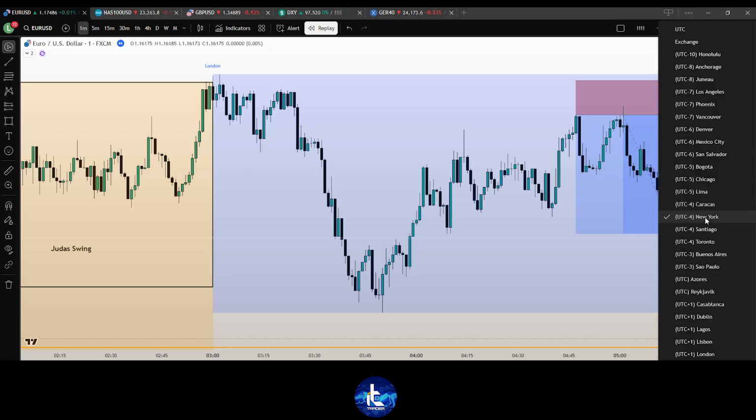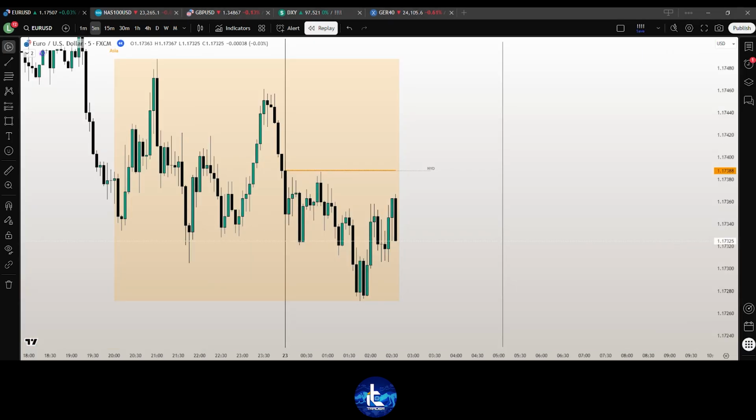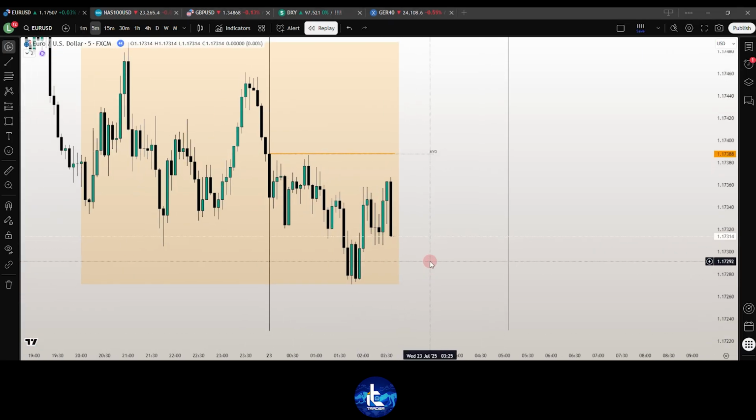In order to trade Judas Swing correctly, the first thing you need to do is set the time. Set UTC-4 to synchronize your time with what I have on the chart. This is important. If the time doesn't match, you simply won't see the setup, even if it's there.